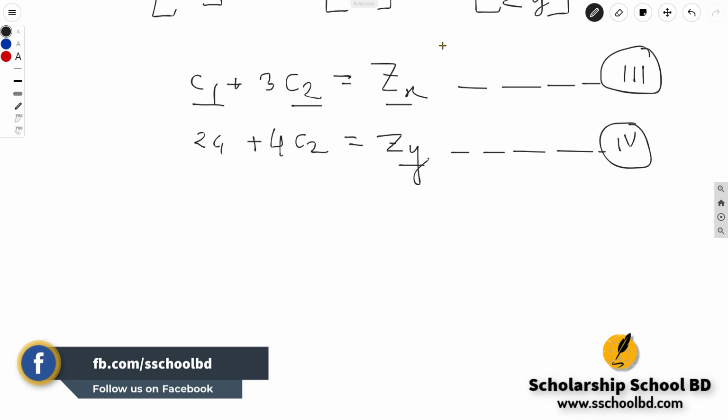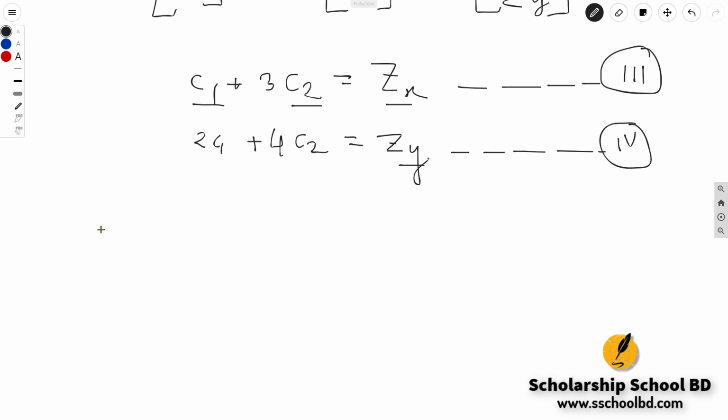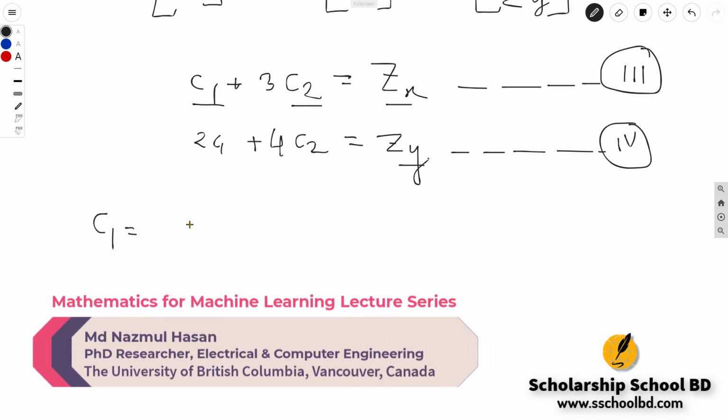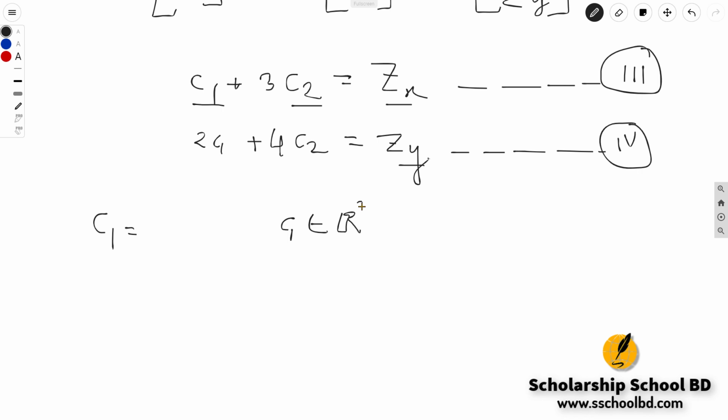For example, if we assume some values for c1 and c2, you can take any arbitrary value as long as this condition is satisfied. c1 must be an element of R2. As long as you satisfy these two conditions, you are good to go. You can take any values of c1 and c2. They should be elements in the real space, that is the two-dimensional space R2.